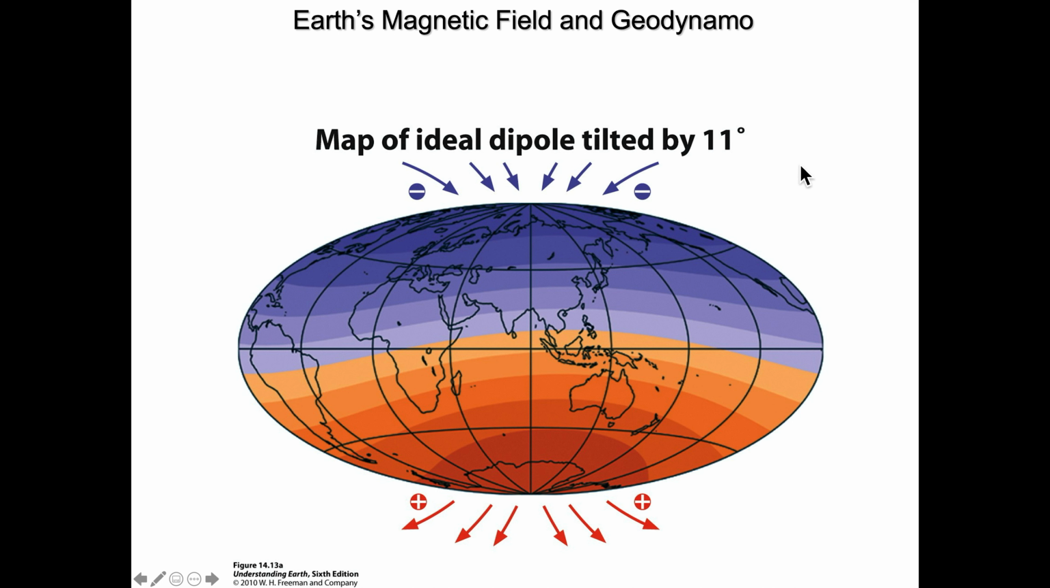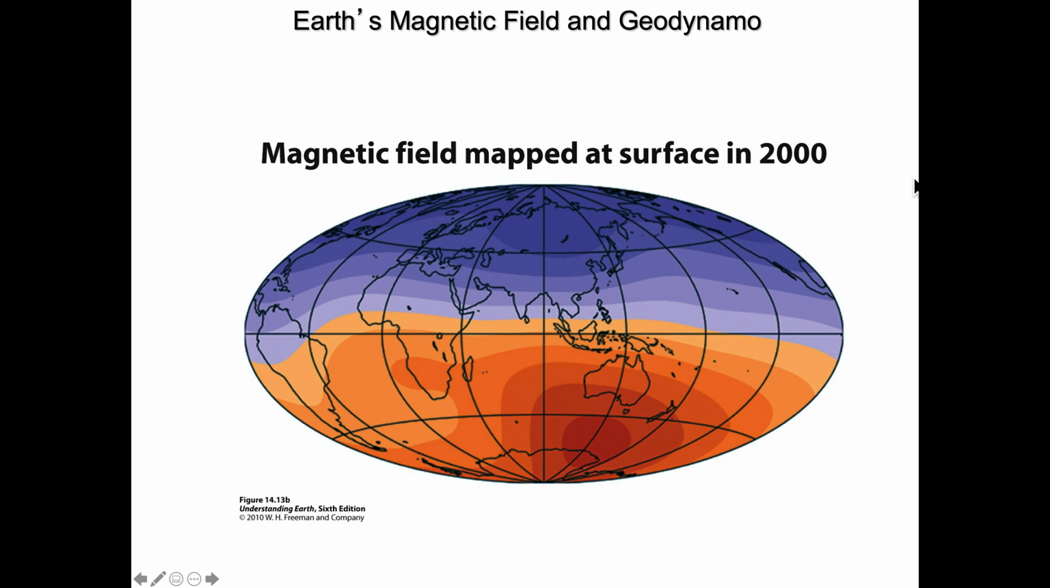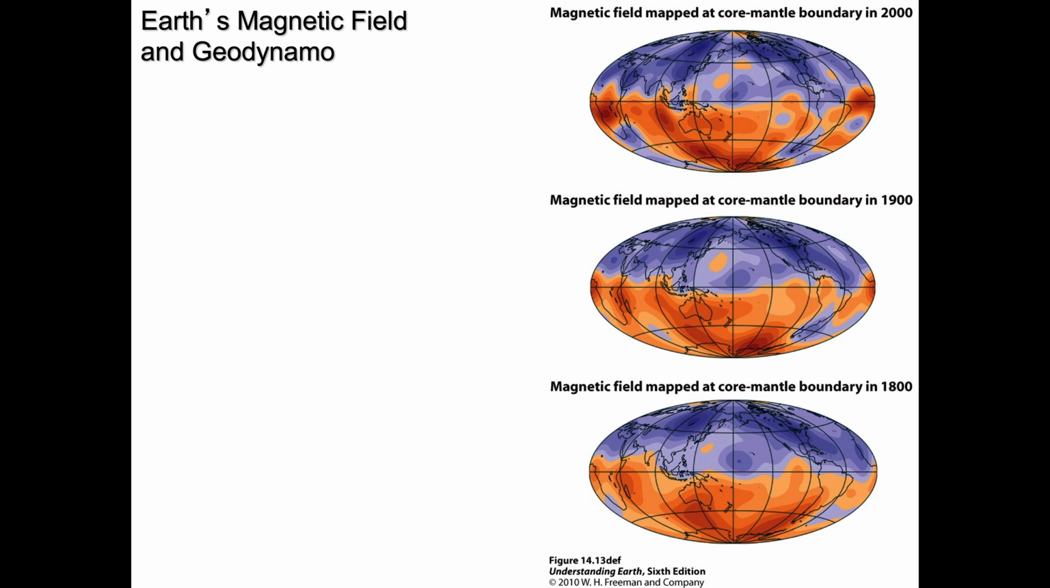Was it always this way? No. So here we have the surface as mapped in the year 2000, about 20 years ago. If we look back a little further to 1900, the magnetic field mapped at the core mantle boundary starts to look different. We see some differences between this and this, particularly the magnetic component here becoming much, much stronger in the year 2000 compared to 1900. And if we go back a little further to 1800, we don't see that anomaly at all. If we do, it's off to the west here, moving towards the east.